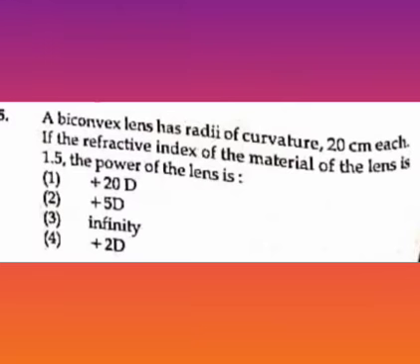Question number 5. A biconvex lens has radii of curvature 20 cm each. If the refractive index of the material of the lens is 1.5, the power of the lens is: option 1, 20 diopter; option 2, plus 5 diopter; option 3, infinity; option 4, plus 2 diopter. The correct answer of this question is option 2, plus 5 diopter.